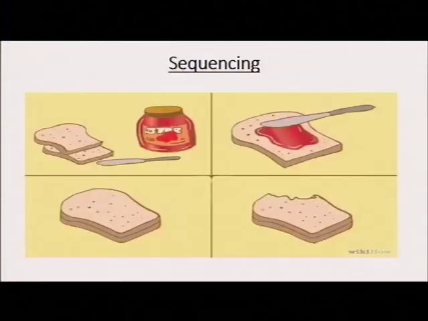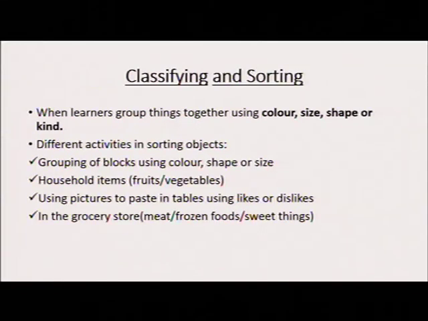This is an example of sequencing. The child sees that there's a bottle of jam on the table, the bread, then he puts the jam on the bread, then he puts the two slices of bread together, and then he starts eating. These are just simple examples of how the child can practice sequencing.